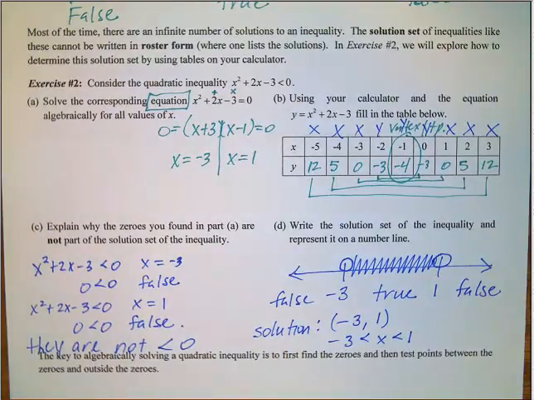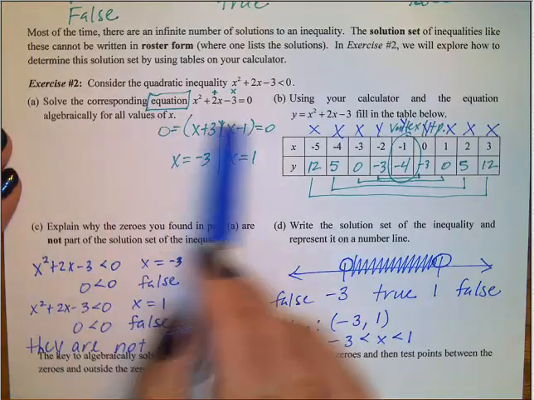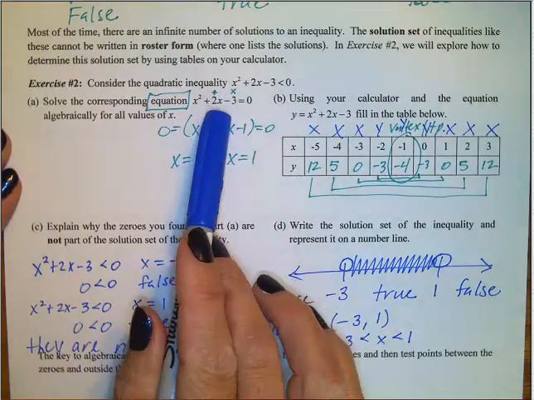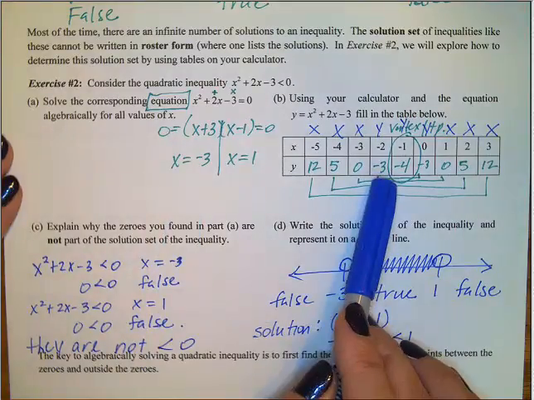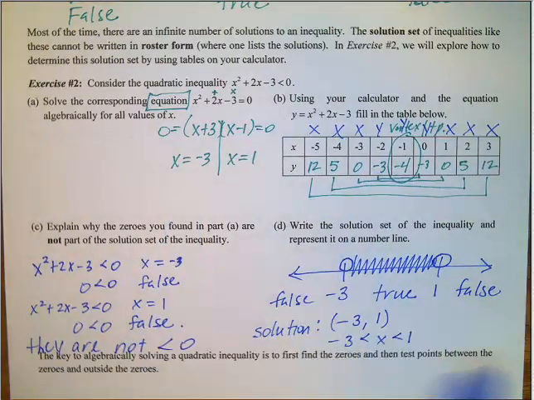So let's recap. When you have an inequality, you're going to solve the equation. You can use it algebraically or the table. Then you have to figure out which ones are true and which ones are false, graph it, and write the solution.